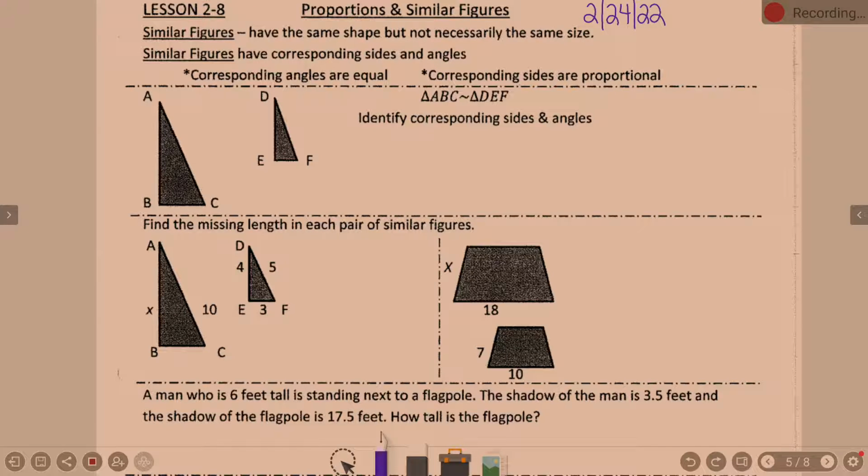Okay, so lesson 2.8. Those proportions we learned how to use yesterday, we're using them again today, except today we are looking at similar figures. When we talk about similar figures, they are figures that have the same shape, but not necessarily the same size. As you look at the pictures, you see 3 different examples there, right?